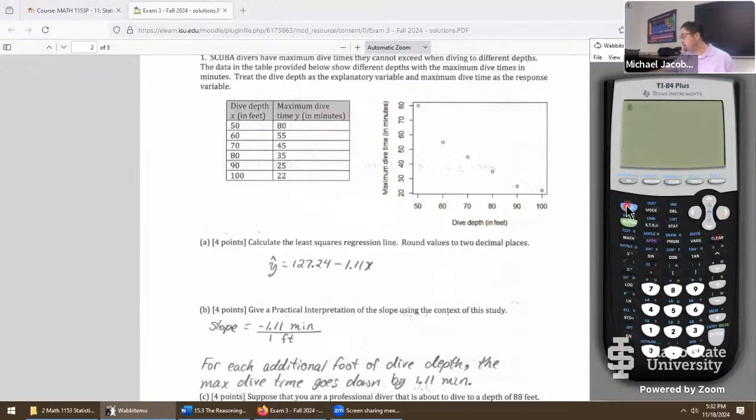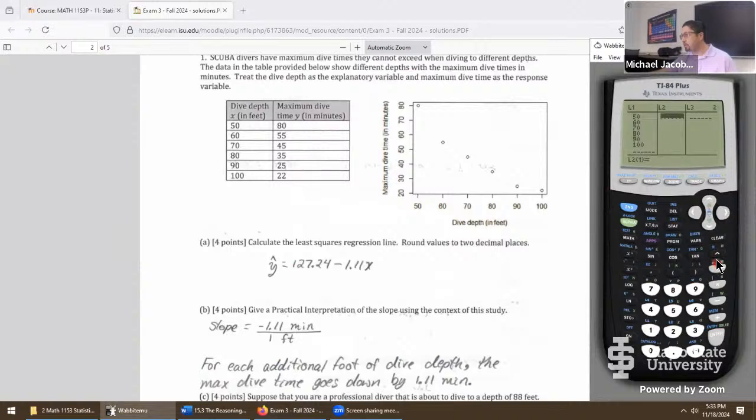Let's clear that out and go to, I'll hit the stat button, enter to edit, and it looks like we've got random stuff in here. So 50, 60, 70, 80, 90, 100. That's kind of nice. Okay, so those are our dive depths, it looks like.